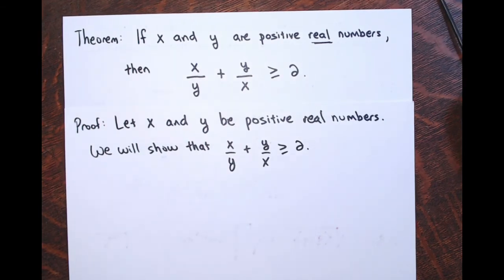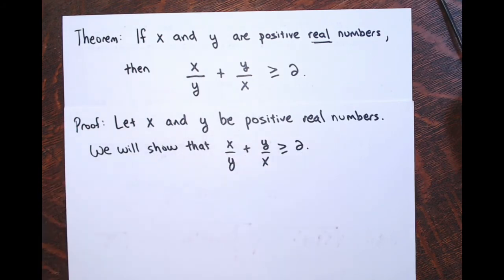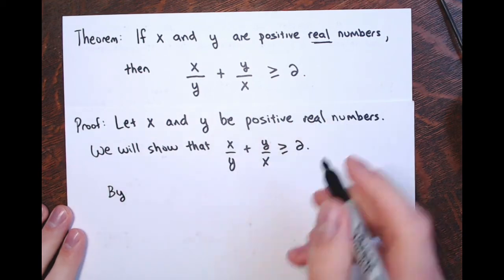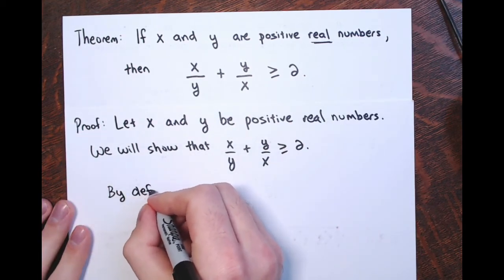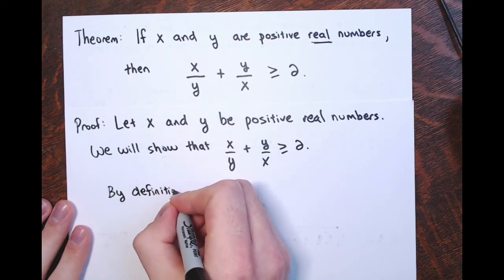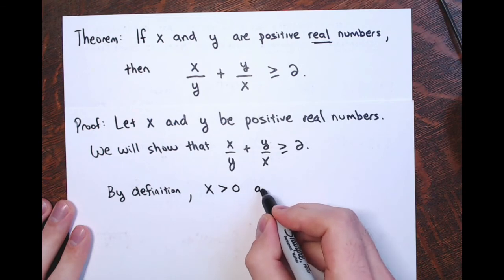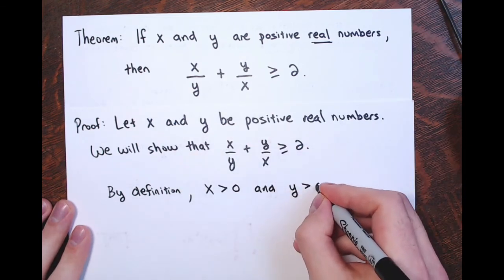Now, going back to the assumption from the hypothesis, I start off again with x and y are positive real numbers. So by definition, what does it mean to be positive? By the definition of a positive number, x must be greater than 0, and also y is a positive real number, so y must be greater than 0.